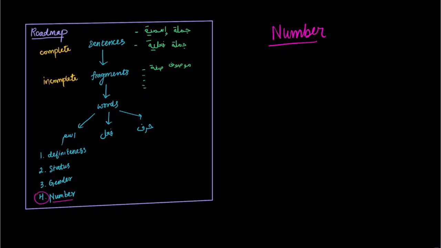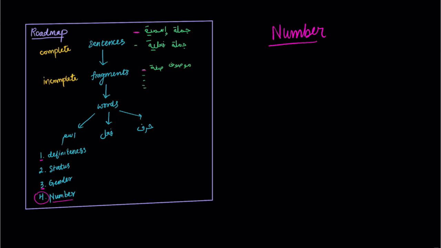Just to quickly recap, in our roadmap, we've talked about the Jumla Ismiya, we've talked about Mawsuf Sifa fragment, and in the 3 different types of words in Arabic, there's the Ism, which are nouns, Fi'l, which are verbs, and Harf, which is the other category. We have talked about how to determine if an ism is definite or indefinite, and we've also talked about gender. So today we're going to talk about number, and in the next lesson we're going to talk about status, and then we will have completed our discussion on the 4 properties of the ism.